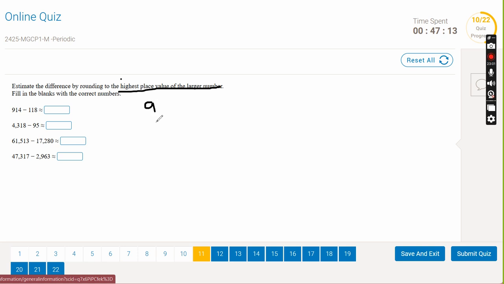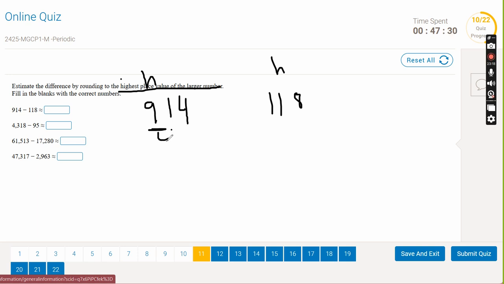Now check which one is the larger number. 914 is larger than 118. So we'll be following the highest place value of 914. Now this one is in the hundreds. The highest place value is hundreds. 118 also has the hundreds value. So we can round both of them.